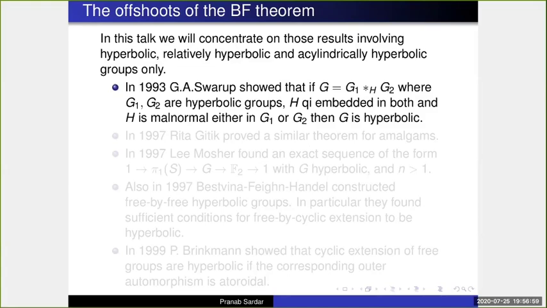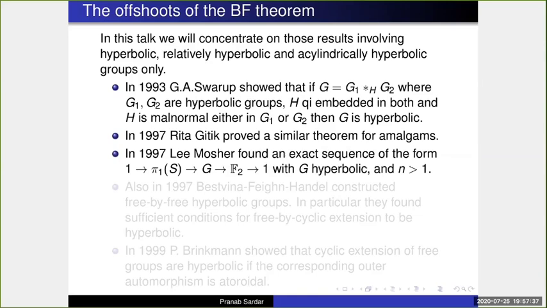So this was a very nice theorem, and it inspired a lot of research in this field to find similar combination theorems. I'll quickly say something. Swarup proved that if I have amalgams of hyperbolic groups, where H is QI embedded in both but malnormal in just one of them, then it is hyperbolic. It is slightly more general than Bestvina-Feighn's application. And Gitik in 1997 proved a similar theorem. A very interesting example came from Lee Mosher in 1997, where he found an exact sequence like this, where G is hyperbolic and F2 is a free group on two generators.